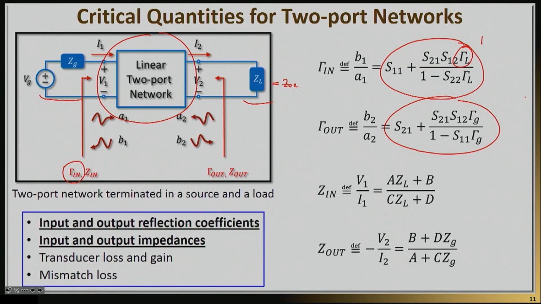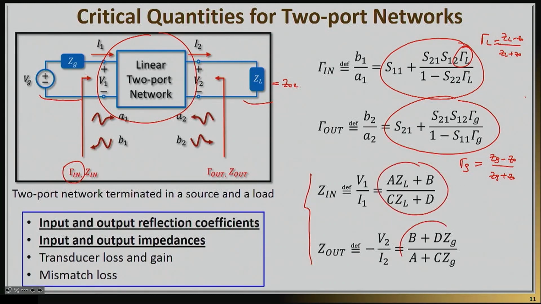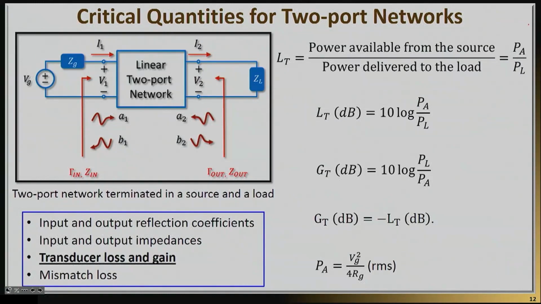And again, gamma L that you will see here is nothing else but ZL minus Z0 over ZL plus Z0. And similarly, gamma G that you will see here is nothing else but ZG minus Z0 over ZG plus Z0. The last two equations also tell you that you can actually find the input and the output impedance directly if you really want to, by just correlating the load and the ABCD matrix, and similarly for Z out. So these are very convenient equations you can use anytime you want, and you have all of them.